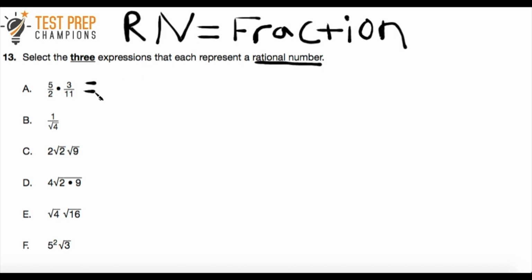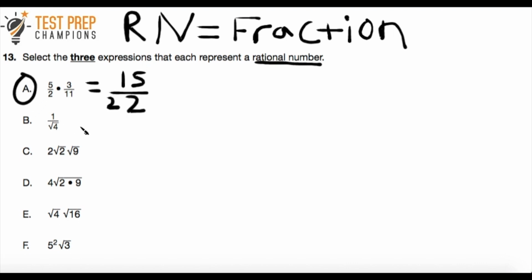All right, so let's look at A. Right off the bat, we've got 2 fractions here. Whenever you've got to solve a question with fractions, you can just multiply right across. So 5 times 3 is 15, and 2 times 11 is 22. Right off the bat, this is a fraction, so A is good. A represents a rational number.